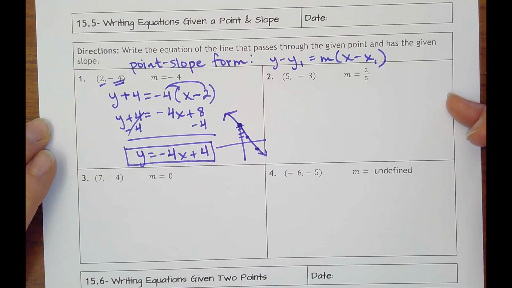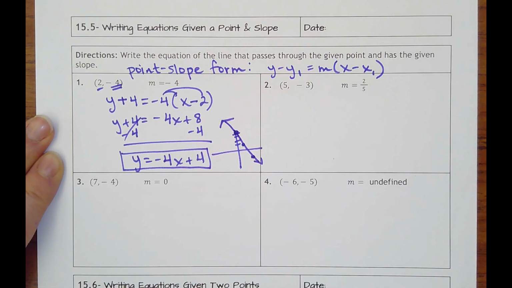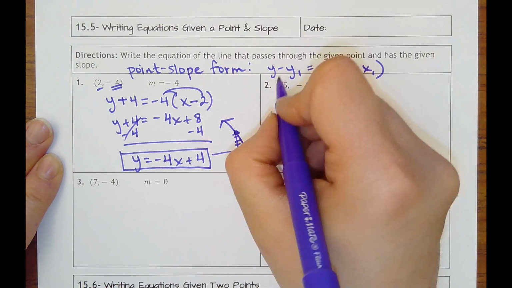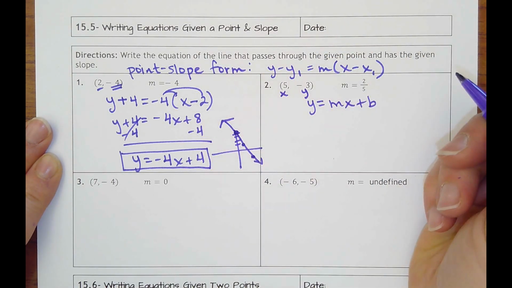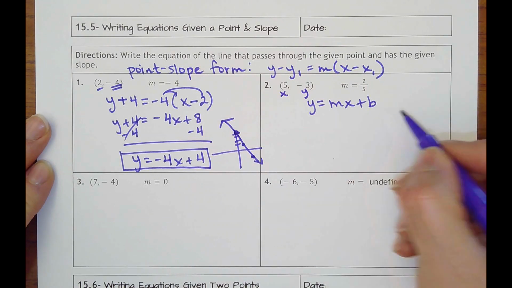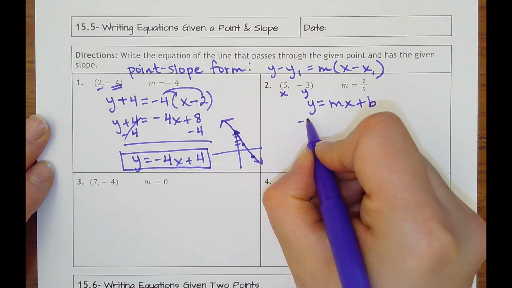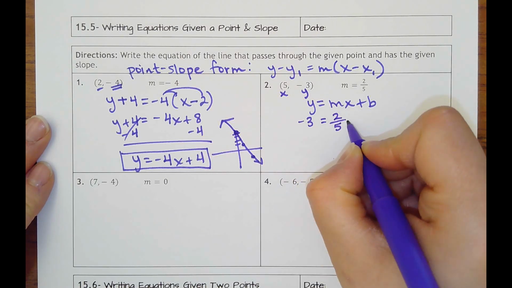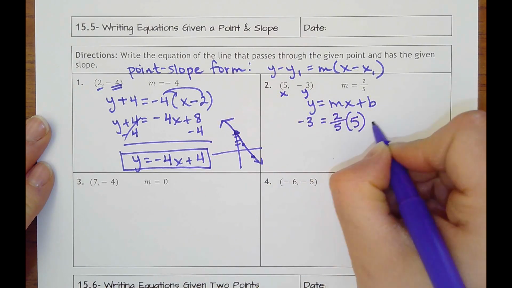Okay, number 2, I'll show you the second way. You can actually still just use y equals mx plus b. This 5 would be your x, this -3 would be your y, this is your m. And then you'll have b left to solve for. So I would plug in -3 for my y, 2/5 for my m, times 5 is my x, plus b.